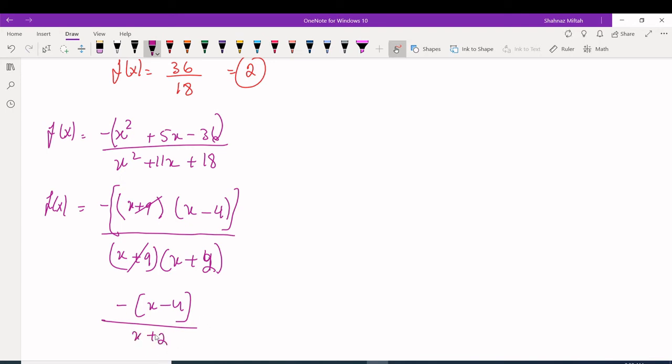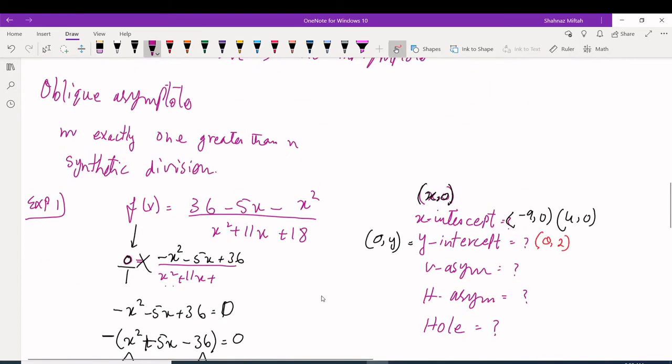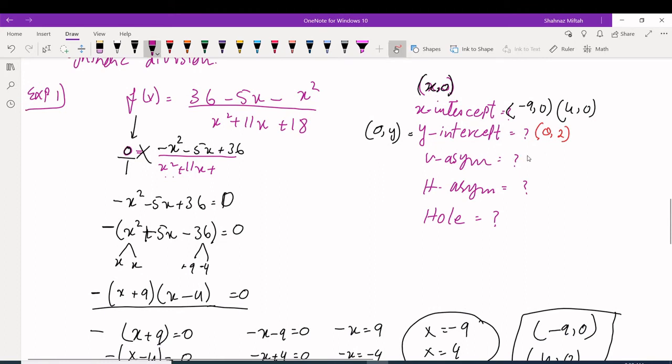So now I'm going to make the denominator equal 0. So x plus 2 equals 0. The denominator, I got x equal negative 2. So my vertical asymptote is at x equal negative 2.